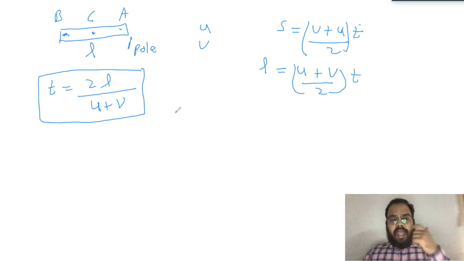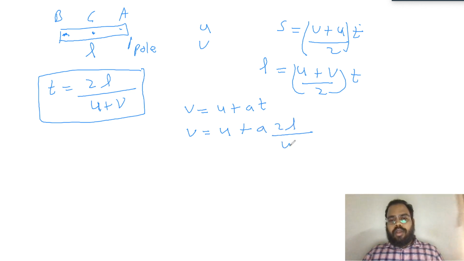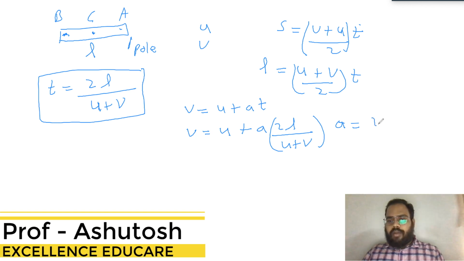I'll find my acceleration. How can I find my acceleration? I'll use the first equation. V is equal to u plus at. So I know final velocity is v, initial velocity is u, plus I'll substitute the value of time, that is 2L upon u plus v. So if you simplify this, you get your acceleration as, it will be v minus u.